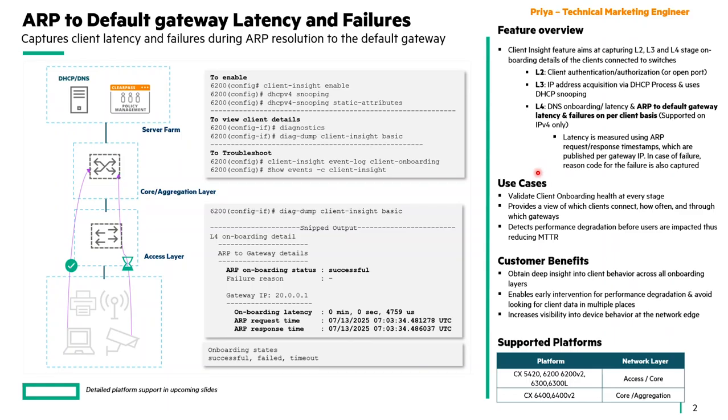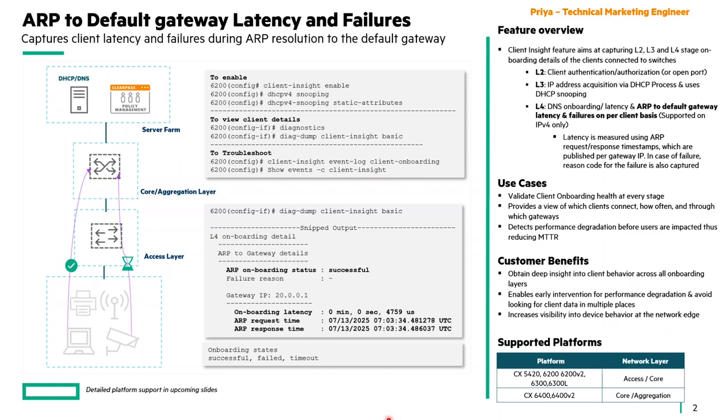So this feature is very helpful to validate client onboarding health at every stage. And it also provides a view of which client connects, how often, and through which gateways. Using the ARP to gateway, that is the default gateway latency and failure metrics, it can also detect performance degradation way before any impact, and thus it also reduces the MTTR.